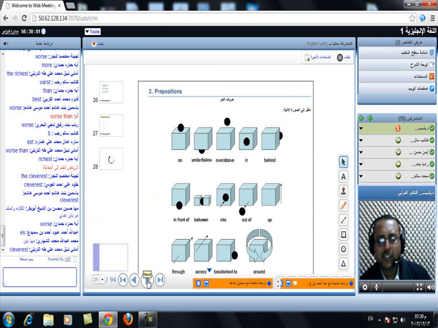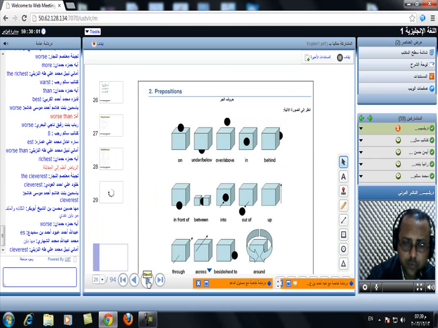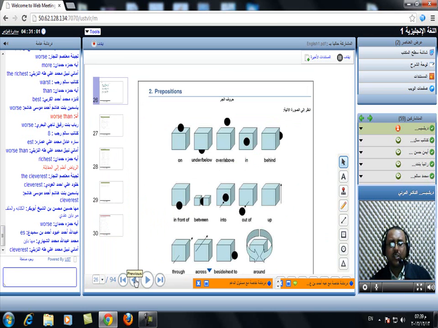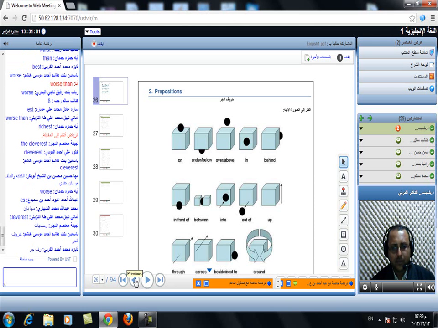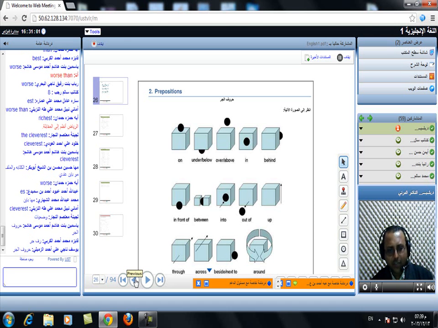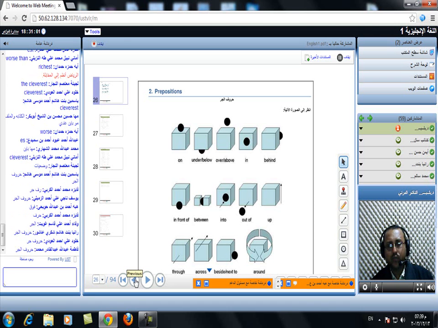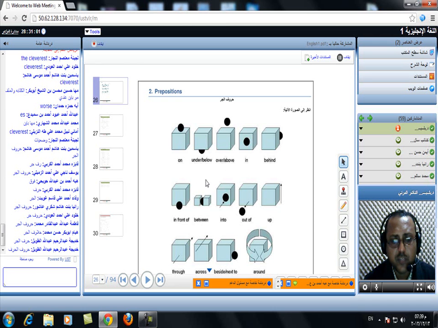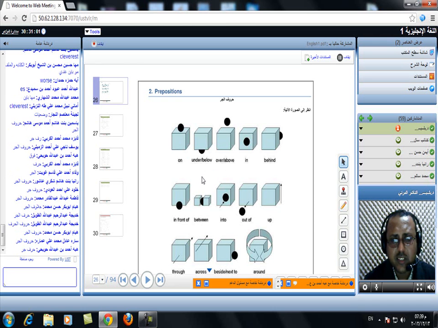Now prepositions, yeah, also very important. You know prepositions. What do we call them in Arabic? Prepositions. Huruf al-jar, very good. So prepositions means huruf al-jar. You know, we have many prepositions in English. This diagram helps you to understand the meaning of these prepositions. Now can you look at this diagram?